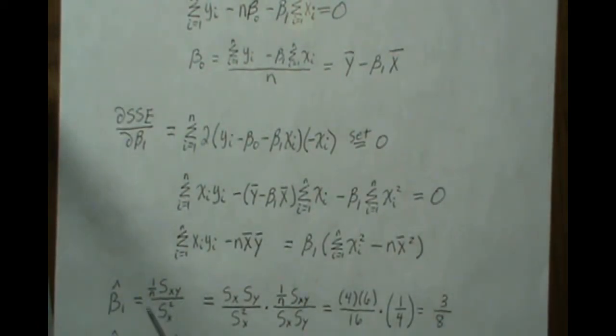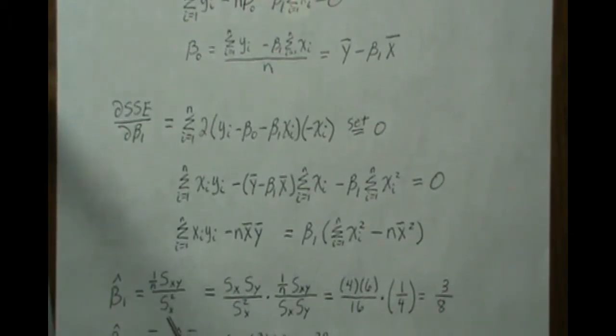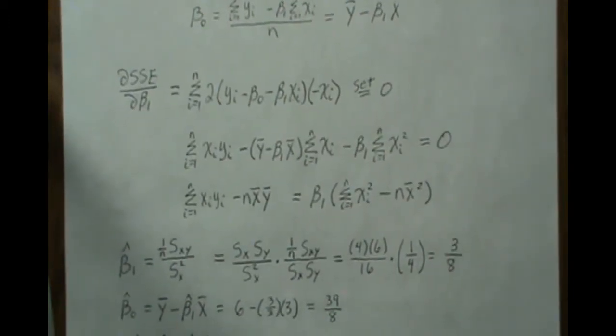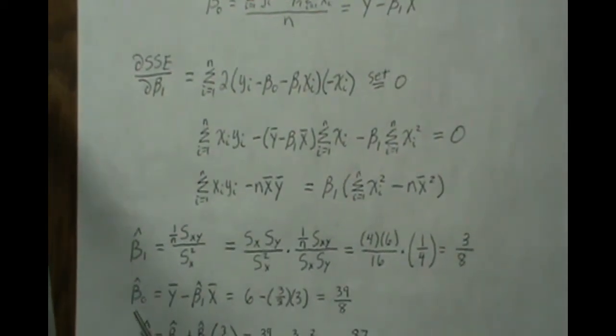And then we take this and multiply it by 1. So sx over sx, sy over sy. Those are just 1. And then the original is still the same. Well, this is given in the problem as 1/4. And then these are given, and that's equal to 3/8. So then for our formula for beta 1, we have to plug in our values into the formula, and we get 39/8.